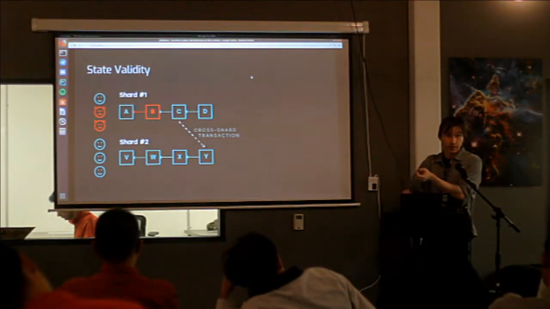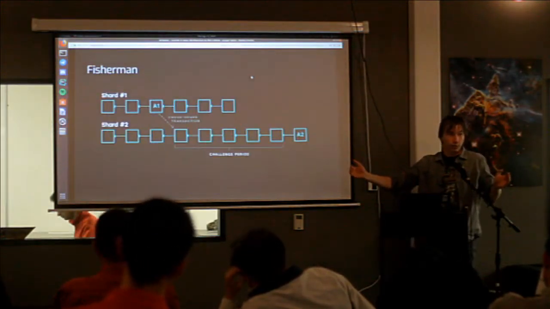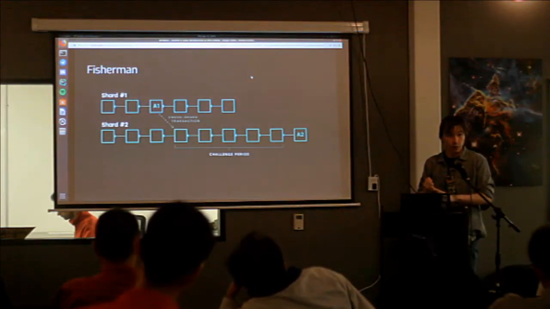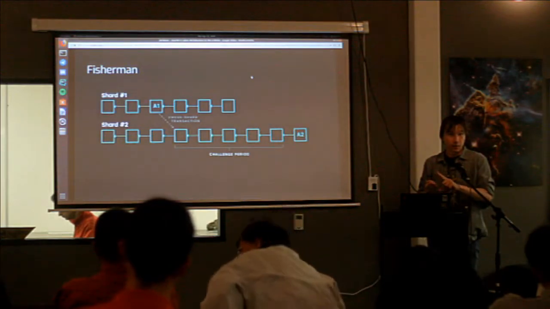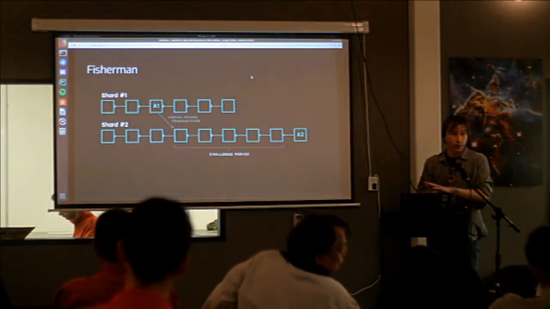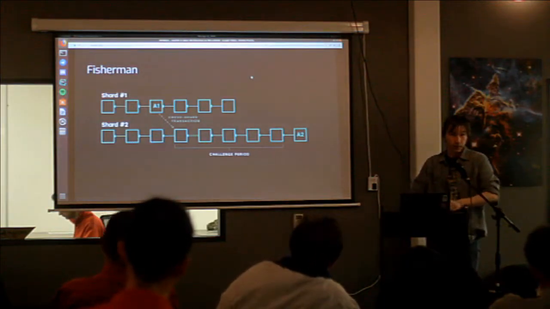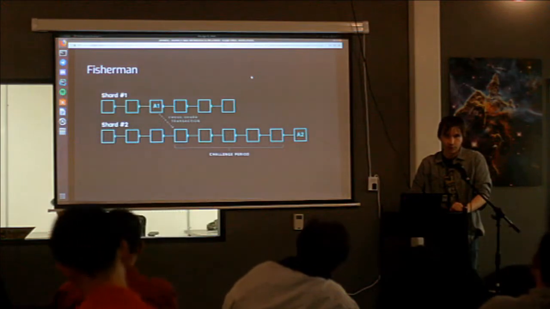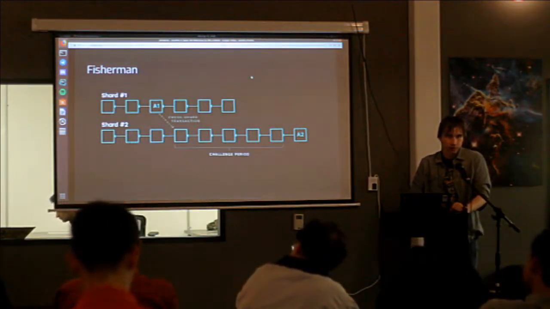It's very fast. With fishermen, you need the challenge period to be very long, because you need enough time for the fisherman to recognize that the invalid block was produced, to identify it, download it, validate it, find the invalid transaction, prepare the proof, and send it. Right? So you want at least like 10x the delay. And so your cross-shard transactions become 10x the block time. So if the block time is 6 seconds or 12 seconds, it becomes 1 to 2 minutes, which is relatively slow.